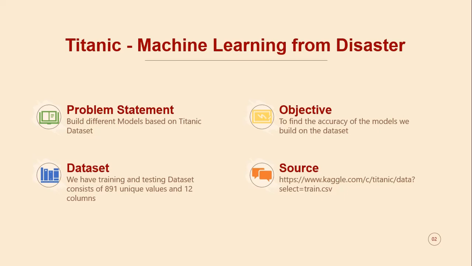In this dataset, we have 891 unique values and 12 columns. So using this dataset, we will have a testing and training dataset to build this model. We extracted this dataset from Kaggle. So Kaggle is our source.